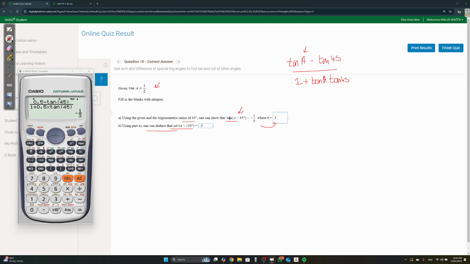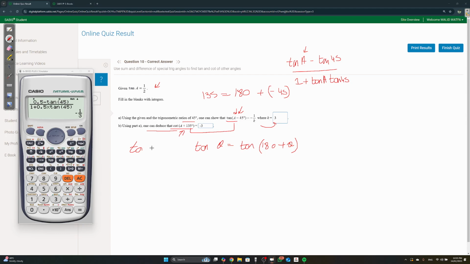This took me a second to figure out. But now we know tan of theta is equal to tan of 180 plus theta. Look at this, 135 and minus 45. What about them? Isn't 135 equal to 180 plus negative 45? Yes. So these two are the same.